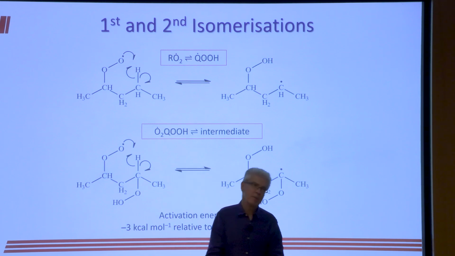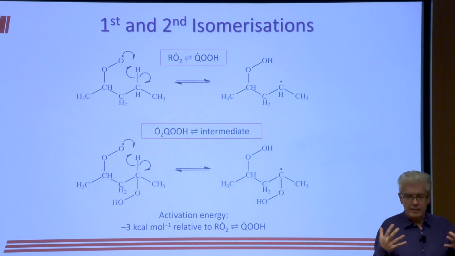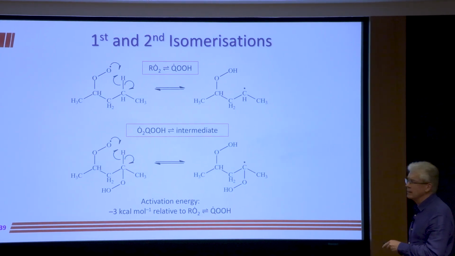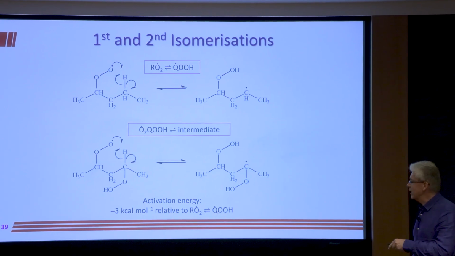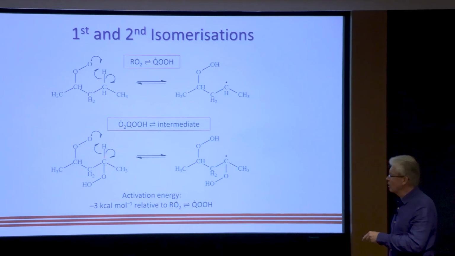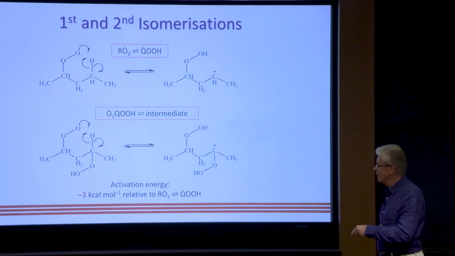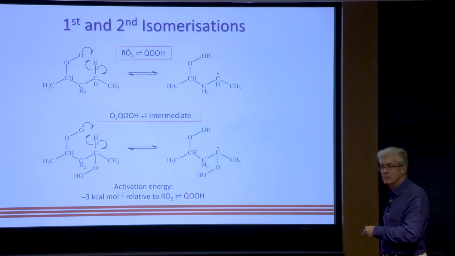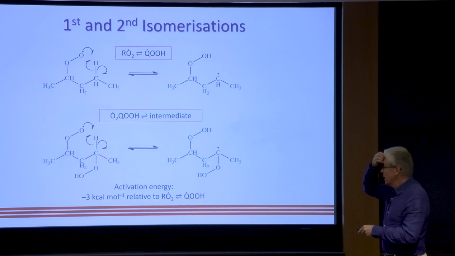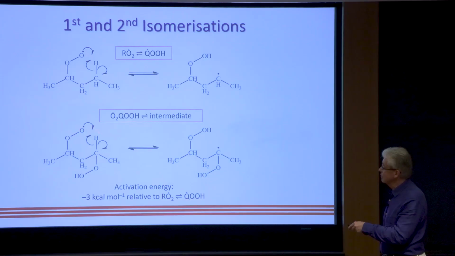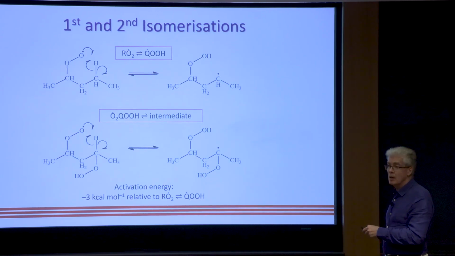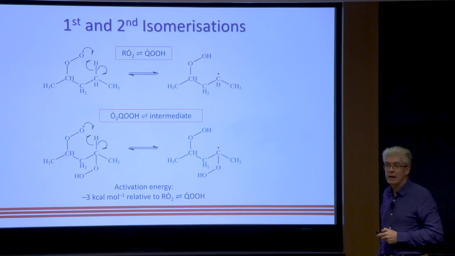And so we had this idea that, okay, it weakens it. And so relative to a typical secondary hydrogen atom, we would lower the activation energy by 3 kilocalories per mole relative to the RO2QOH isomerization. Okay? So we would take the same rate constant for this isomerization on a per H atom basis as for this one, and we would take the same expression, but just lower the activation energy by 3 kilocalories per mole.